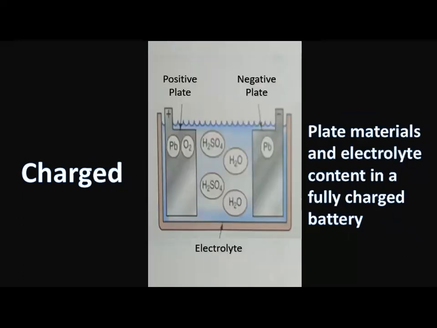In a fully charged battery, the positive plate material is lead peroxide or PbO2, and the negative plate material is lead or Pb. When an electrical load is connected across the battery terminals, the voltage difference between the plate material forces current through the electrical load.